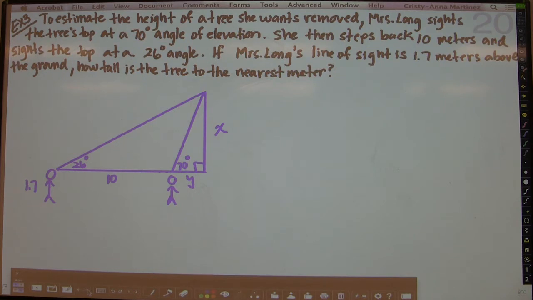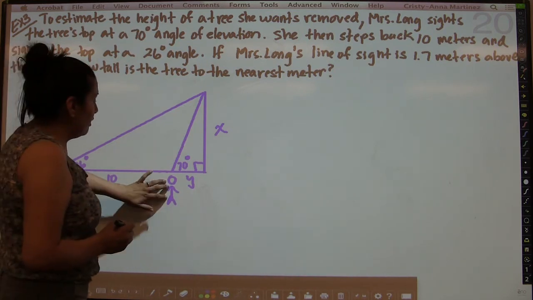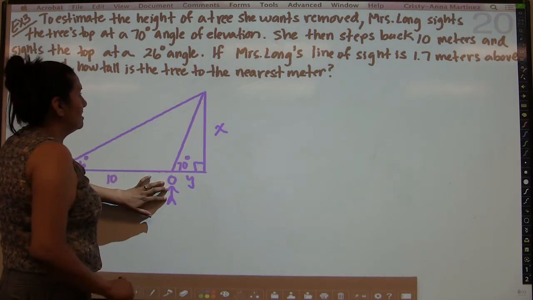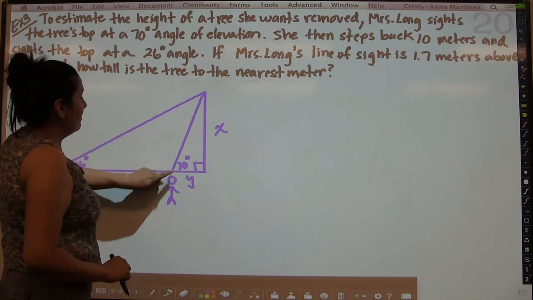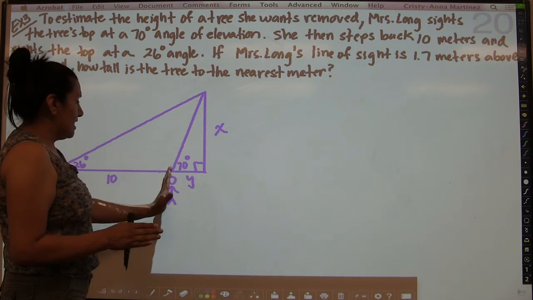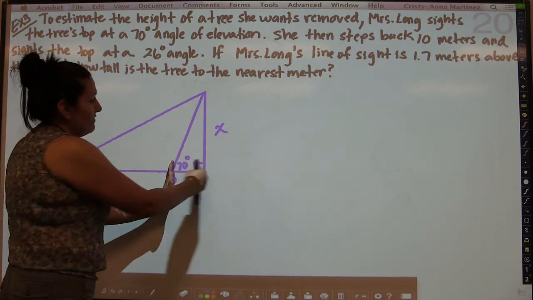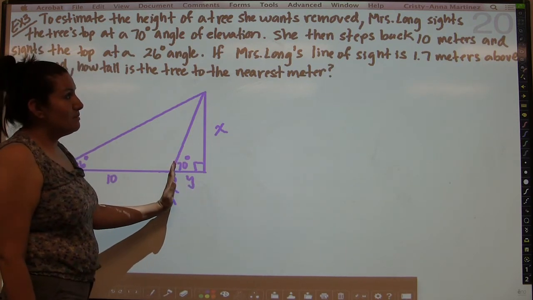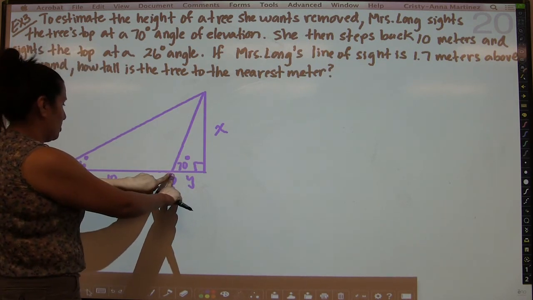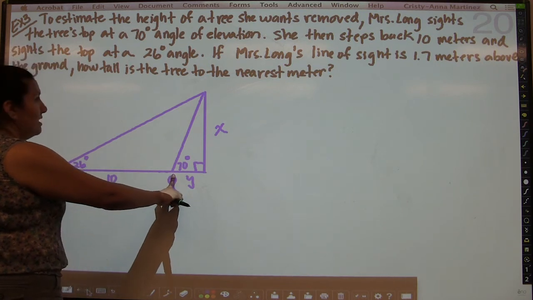It says, to estimate the height of a tree she wants removed, Mrs. Long sights the tree's top at a 70-degree angle of elevation. So basically here is Mrs. Long, and here's her line of sight, and she sees the top of the tree up here at 70 degrees angle of elevation, looking up. But then she's standing right here, and the tree is obviously in front of her there. Okay, so then she steps back 10 meters, and that's kind of what this distance here represents. From this point where she was, she now steps back 10 meters.